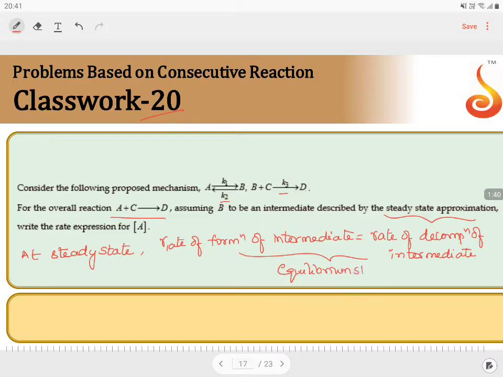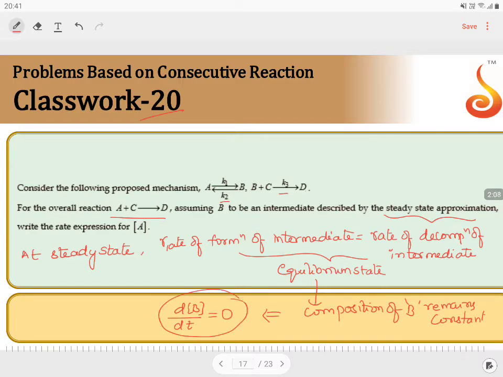At equilibrium state, the composition does not get affected. The composition of B remains constant. If the composition remains constant, how can you understand this? It means dB by dt, the change in the concentration of B with respect to time, should be taken as 0. This is our key factor.